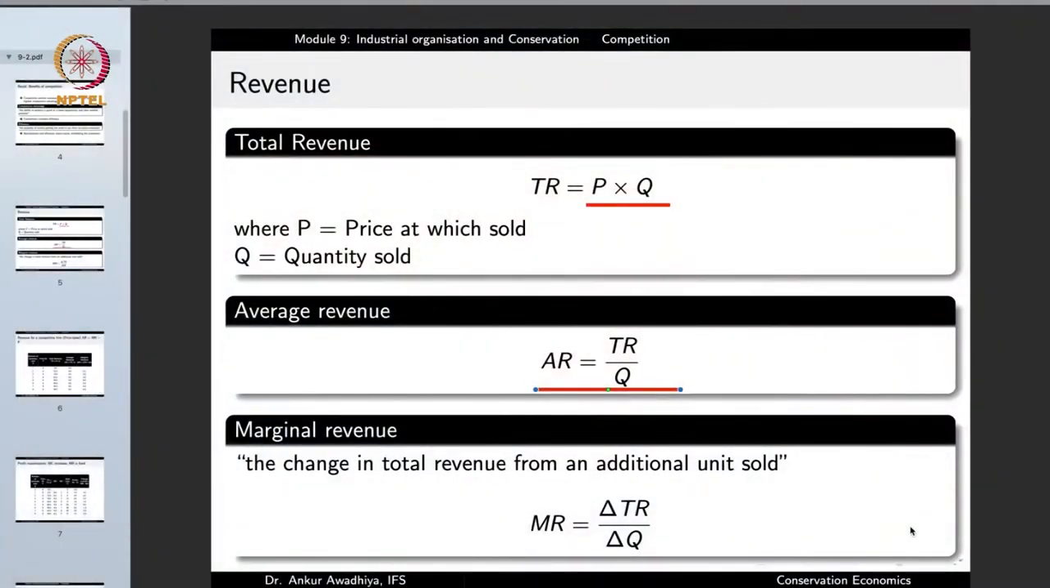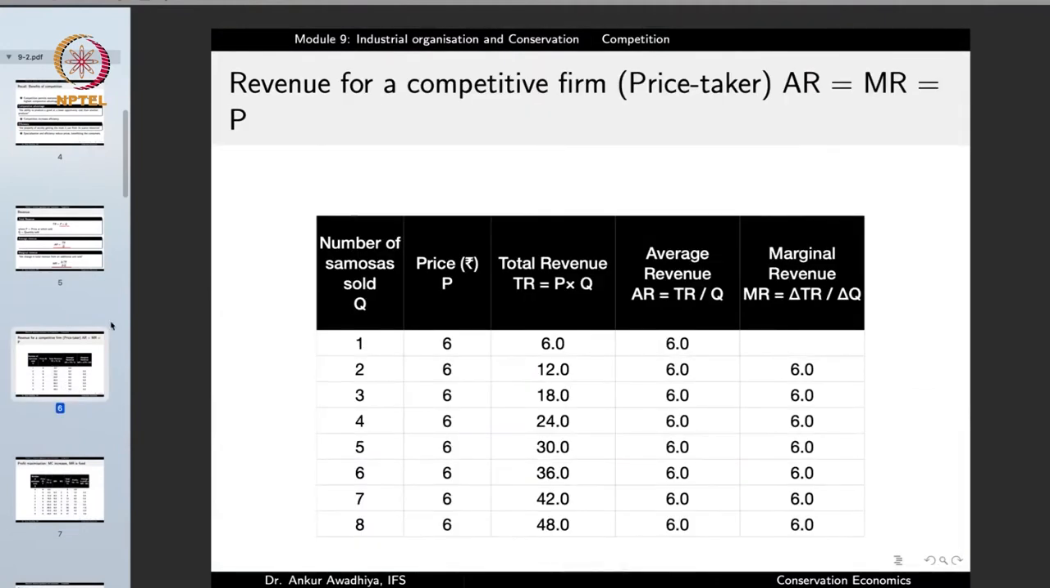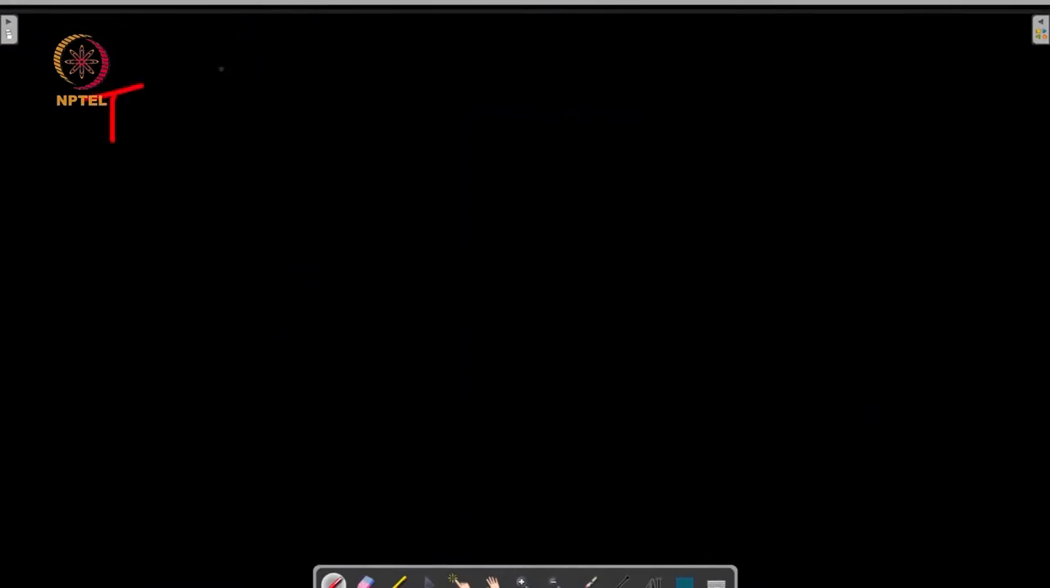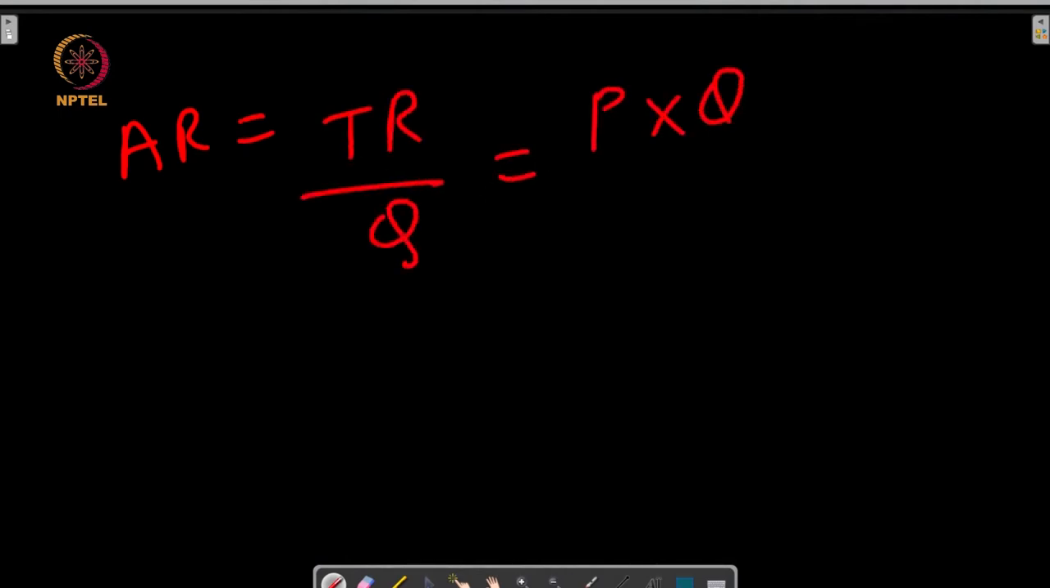So marginal revenue is the change in the total revenue from an additional unit sold, delta TR divided by delta Q. And in the case of a perfectly competitive firm, we will have average revenue equal to marginal revenue equal to the price. Because in this case, average revenue is total revenue divided by quantity, which is P into Q divided by Q, equal to P.